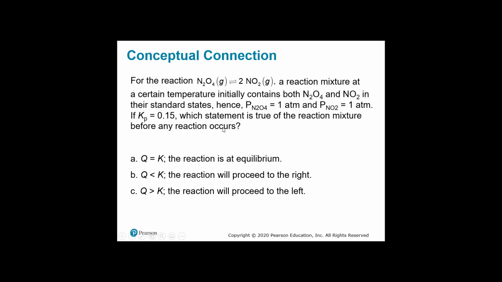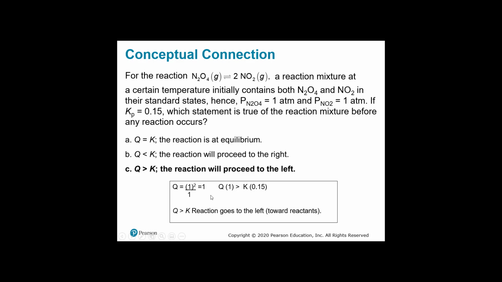Well, you set it up with the reaction quotient, with what we have for the partial pressures. It gives us 1. Now we have values to compare. That's basically what you're trying to do: get the reaction quotient so that you can compare it with the equilibrium constant. So this is showing that Q is greater than the equilibrium constant for the partial pressure. So Q is greater than K. This reaction is going to go left because it's way above what the equilibrium constant is. So this would be C.